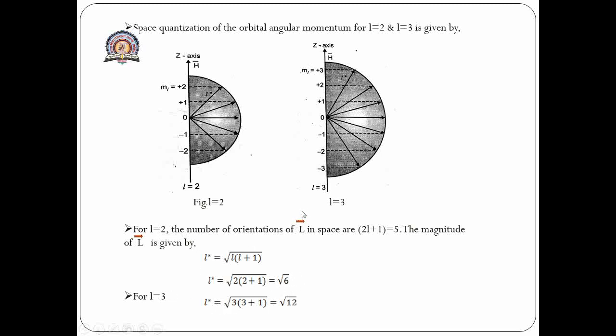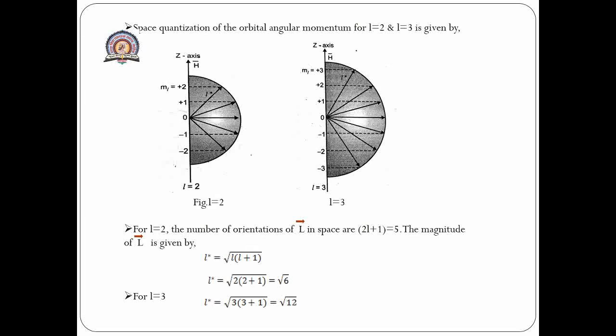In this way I will calculate for L equal to 3. The number of orientations of L bar in space for L equal to 3 is 2 into 3 plus 1, which is equal to 7, and the magnitude of L bar is equal to root of 3 into 3 plus 1, which is equal to root 12.